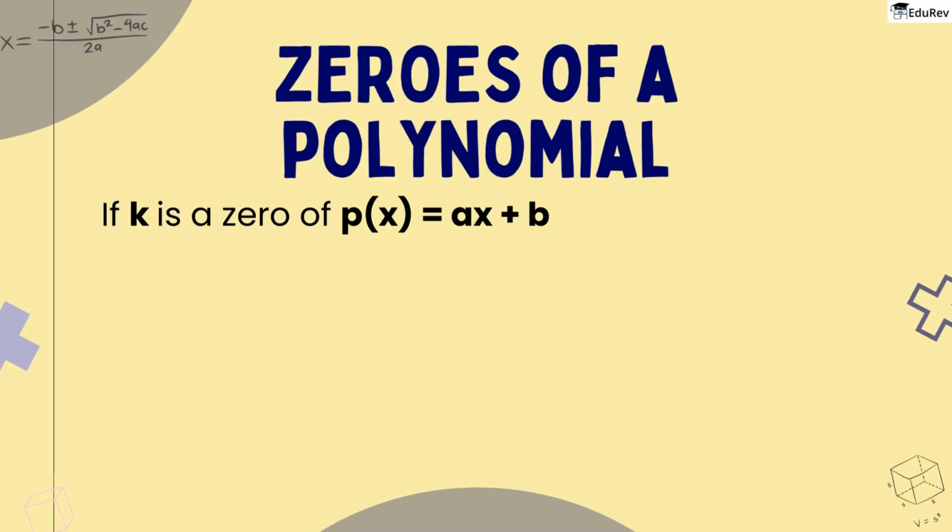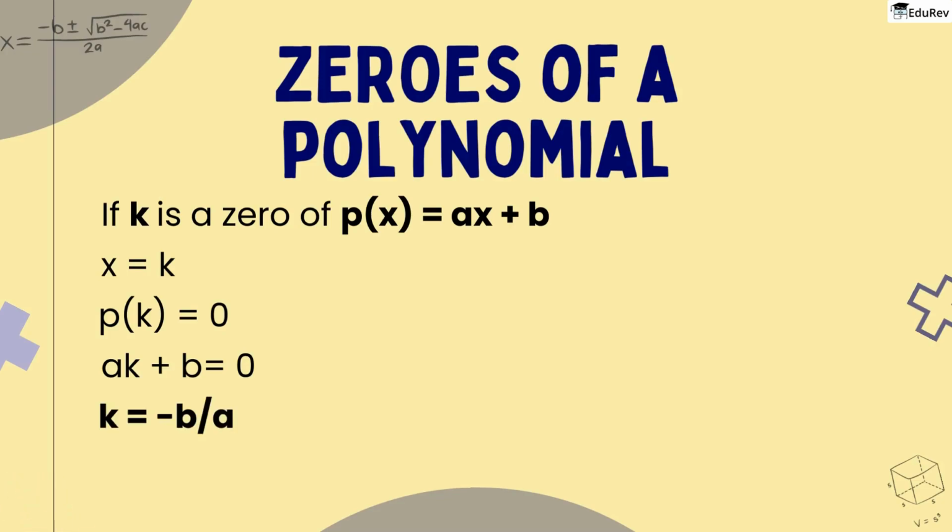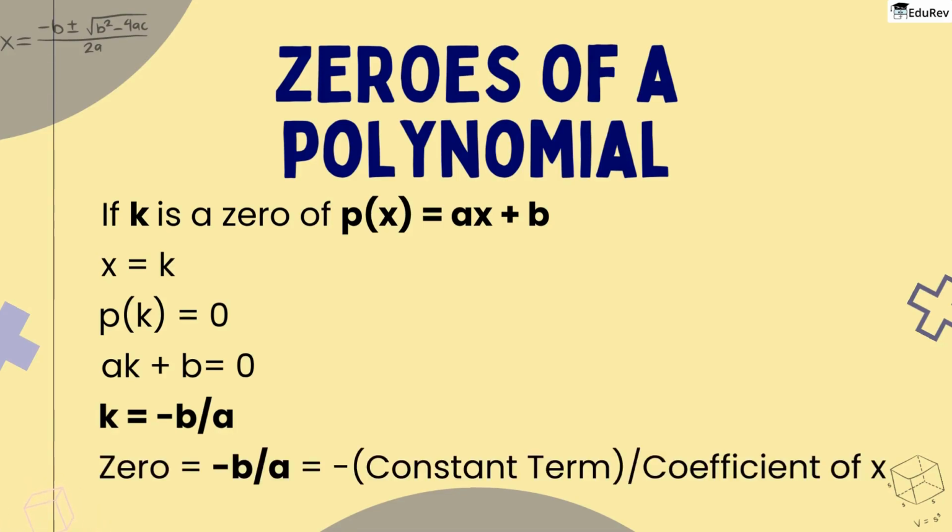Now students, in class 9, you learned that if k is a zero of a polynomial p(x) equals ax plus b, then putting x equal to k, we get p of k is equal to 0, which means ak plus b equals 0. So after solving for k, you get k is equal to minus b by a. Therefore, the zero of the linear polynomial ax plus b is minus b by a, which is equal to minus of the constant term upon the coefficient of x. Thus, the zero of a polynomial is related to its coefficients.